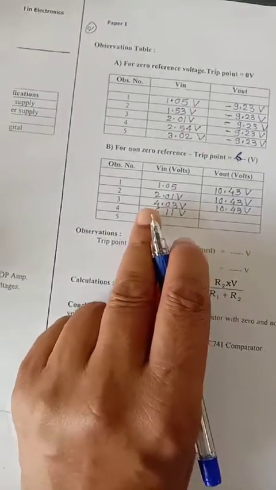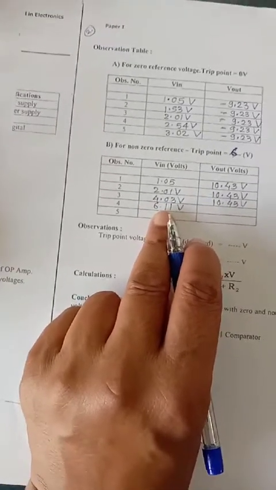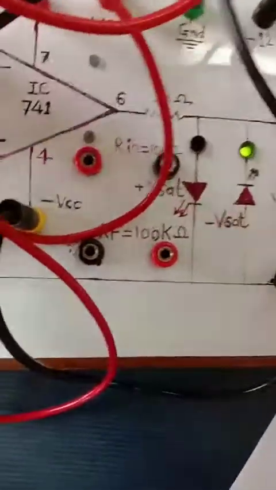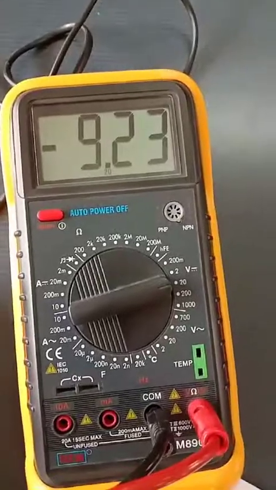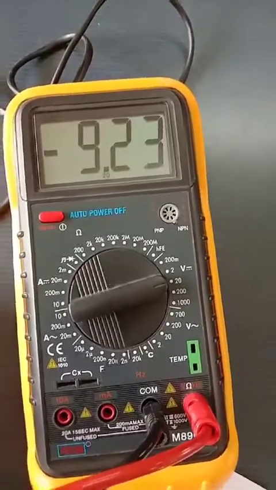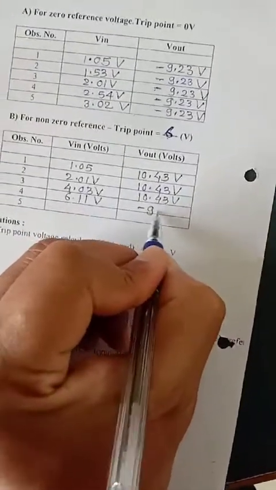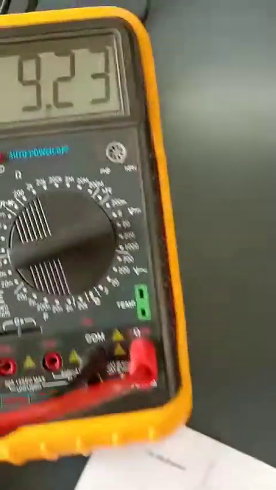Since the input voltage is slightly greater than this reference voltage, the output will be negatively saturated. See here, connect the positive wire of the multimeter at the output terminal, that is at pin number 6. Now the output is minus 9.23. So this is a negatively saturated output, minus 9.23 volt.